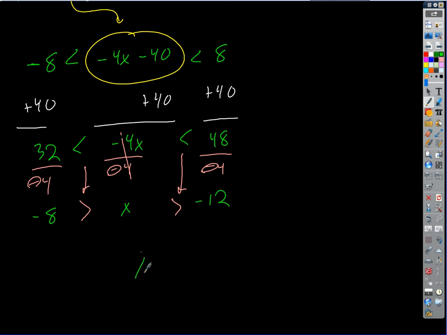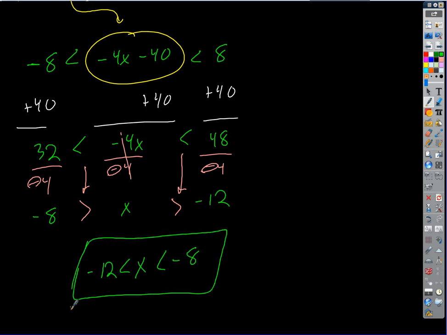So now we're going to say, what does this mean? X is greater than negative 12. I want to write it like that, don't I? Greater than negative 12, and X is less than negative 8. So that's my answer. Looks like a number line.